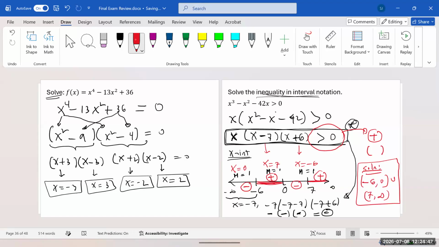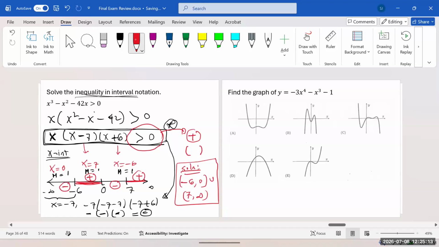So factor, get the x-intercepts, plug them on the number line, check the first interval. If your multiplicity is even, you're not going to change the sign when you move from one interval to the other interval. But if you have the multiplicity odd, you're going to switch sign on every interval you move to. Okay. Any questions so far?